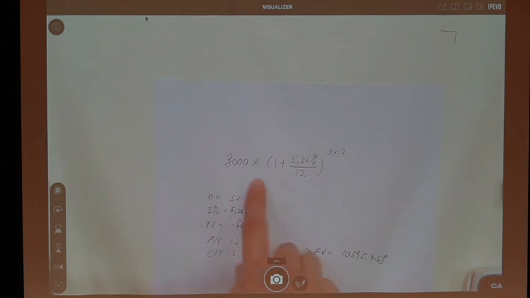Yes, just write this down, and then use your calculator. You get your points.